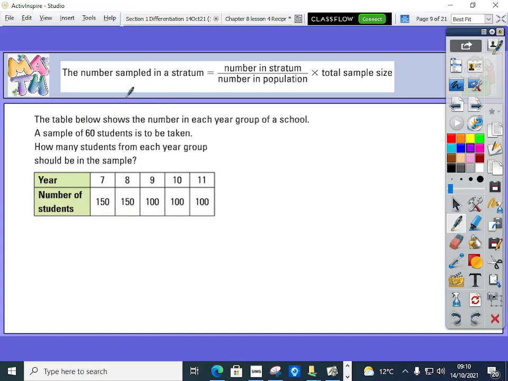Stratified sampling. So this is stratified sampling. The number sampled in a stratum is the number in the stratum divided by the number in the population multiplied by the total sample size.